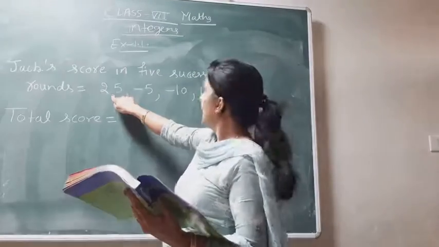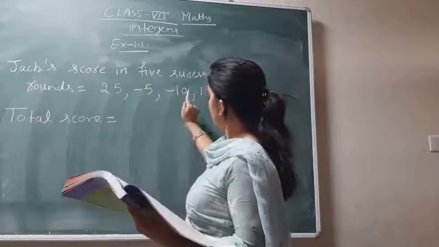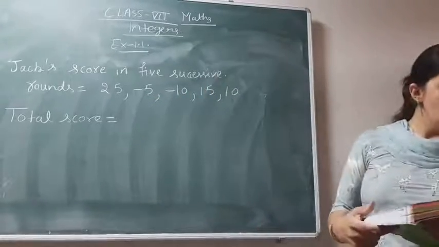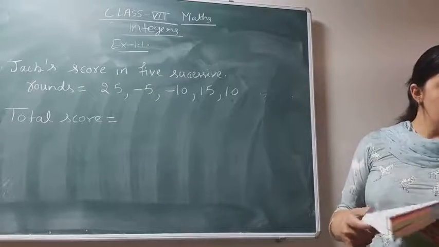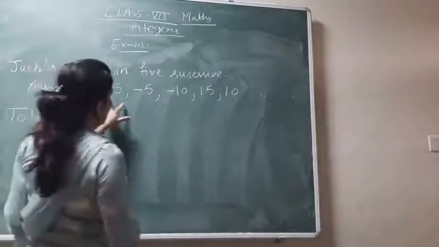Jack's score in 5 successive rounds: 25. In this round he wins; he has given a correct answer. In this round he has given an incorrect answer, incorrect answer, correct answer, correct answer. So we have to find out what was his total at the end. Total means we have to add these.